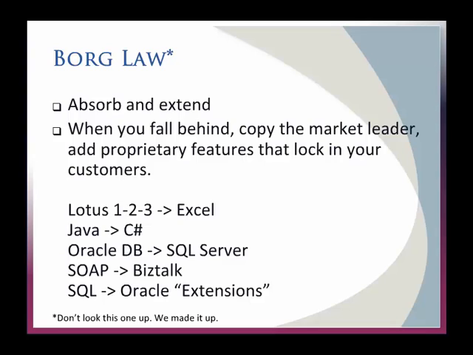So they fell behind in spreadsheets. Lotus 123 was way ahead of them. So in the very, very early versions of Excel, they tried to copy Lotus 123, and then they extended it. And then people who were using Excel because they got it with their Office product, they weren't going to go back to Lotus 123 because they were used to Excel now. Same thing with Java and C#, which is a programming language, Oracle Database and SQL Server, SOAP and BizTalk. SOAP is called Simple Object Access Protocol. It's a way to execute code on distributed machines for distributed computing.